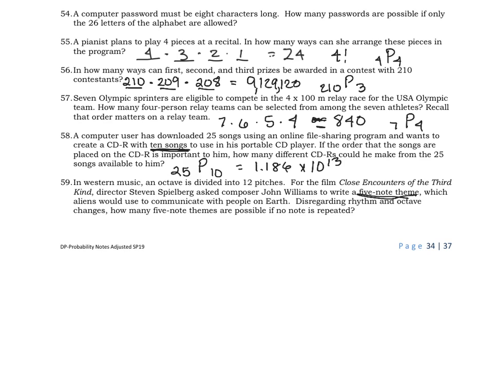So we are choosing from 12 pitches. Order matters. We're not repeating. And we want 5 notes. So 12p5 would be 95,040.